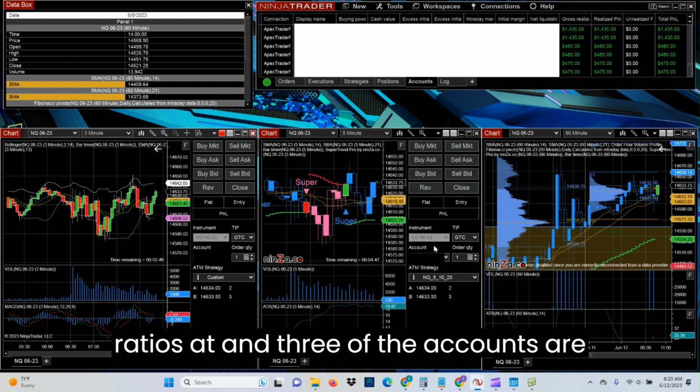But that's basically it. So that shows you how the trade copier is set up, what you can do with it. It's very simple.